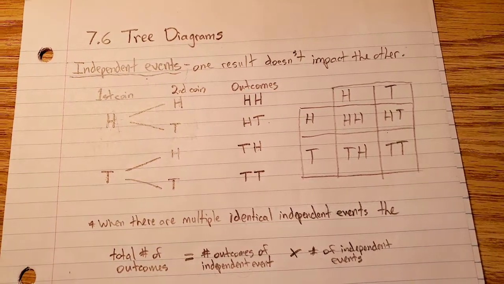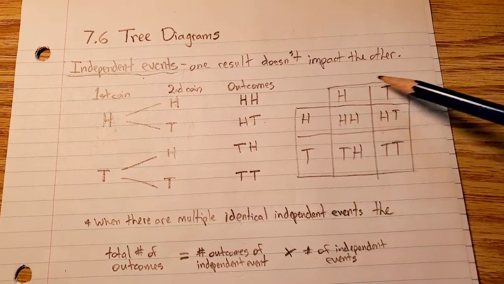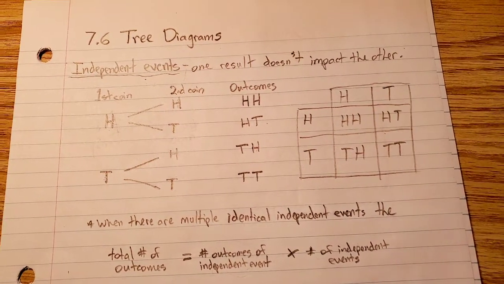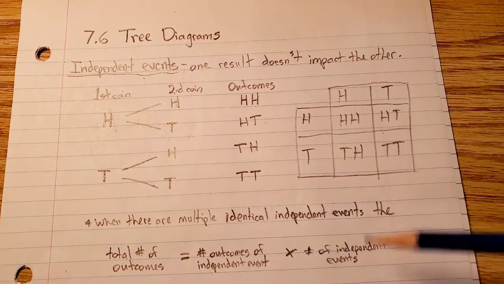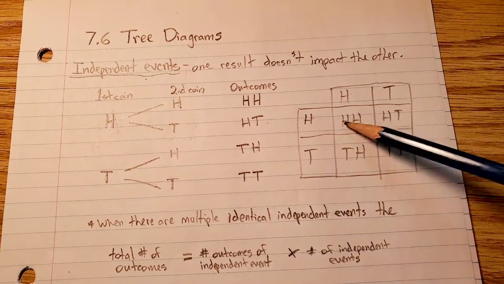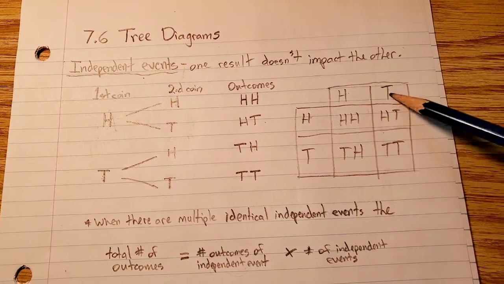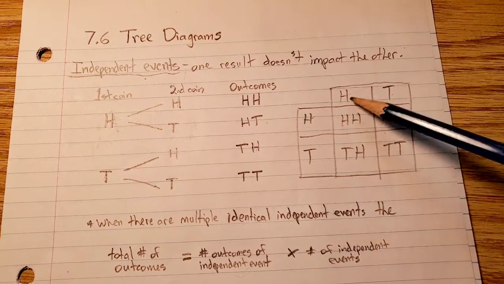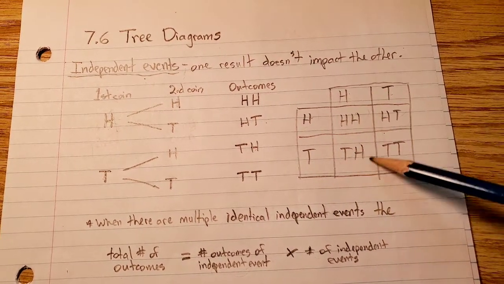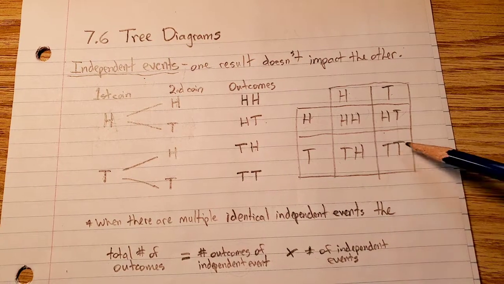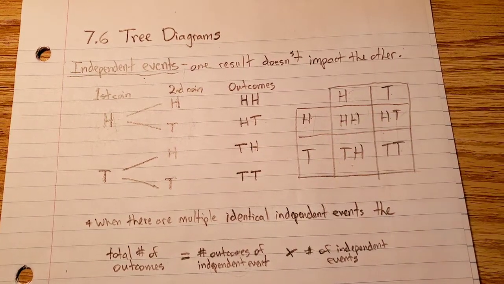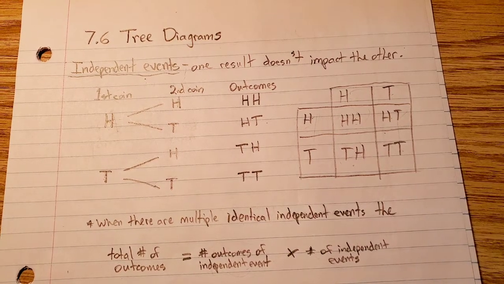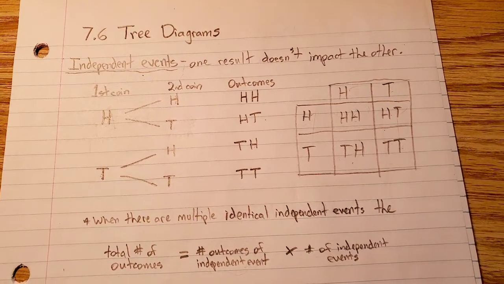I've seen people do charts like this as well, where they put the 2 different events here and all the options along the top and all the options down the side, and then they match them up like this, where heads and heads would make 1 there, heads and tails, tails and heads. Where they intersect is what you write in the box, tails, tails. And you'll notice there's still 4 because 2 times 2 is 4.